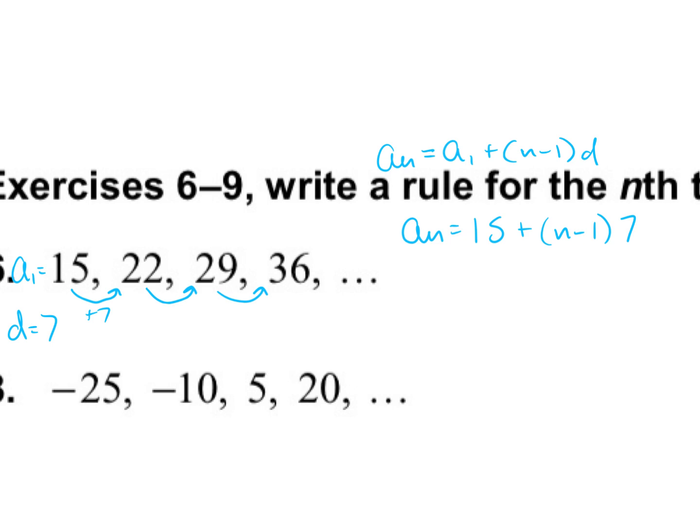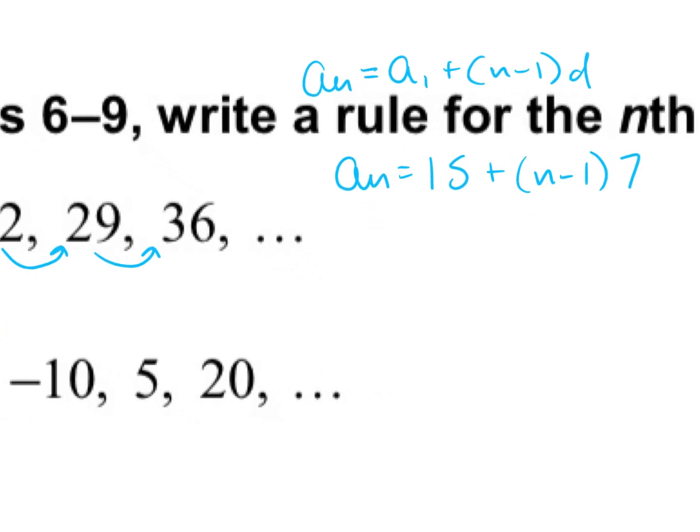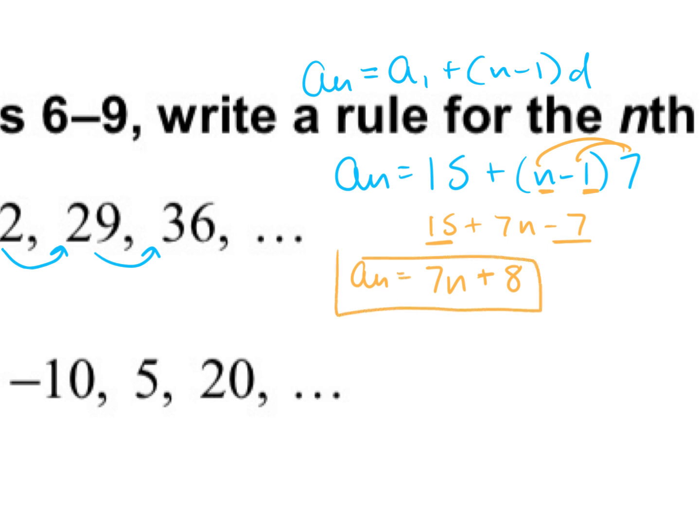Now you can leave it like this, but if this question were multiple choice, it would be simplified. How would I simplify this? Distribute the 7. Awesome. So we have 15 plus 7n minus 7. Be careful. Don't forget to distribute it to both numbers on the inside of the parentheses. Then what would I do? Combine like terms. What's 15 minus 7? 8. So 7n plus 8 would be our rule. Yes.